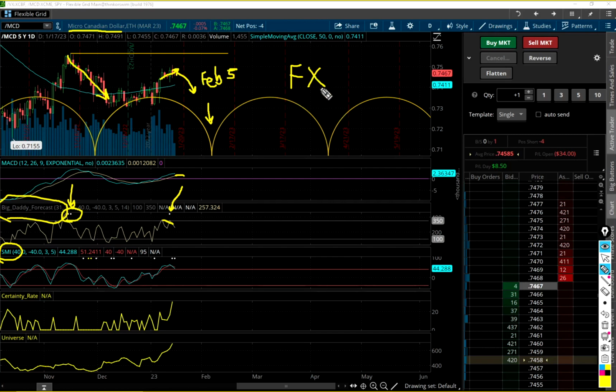For futures traders like myself, you can take advantage of shorting the Canadian dollar, either the big contract, which I think is M6C, or the micro, like I'm trading, which is MCD. On the TD Ameritrade platform, you put a slash in front of it. Other platforms, you'll have to figure it out, but those are the symbols. All right, that's it. Pretty short and sweet and quick.